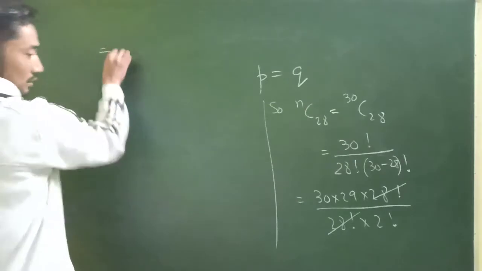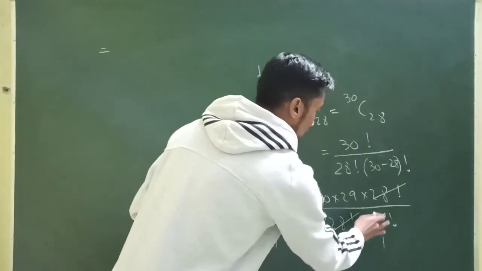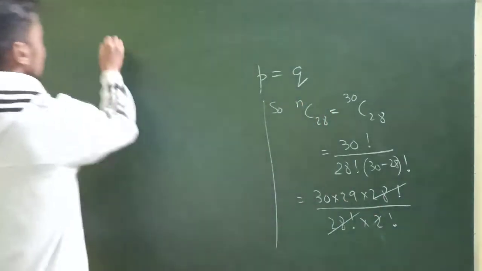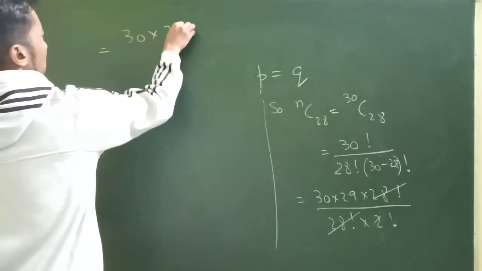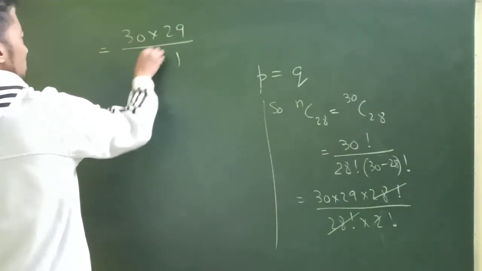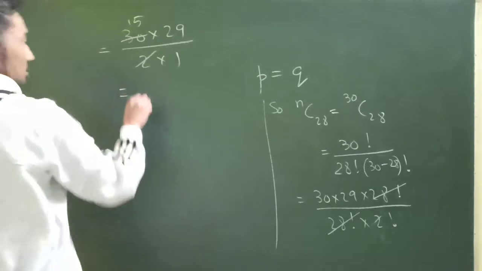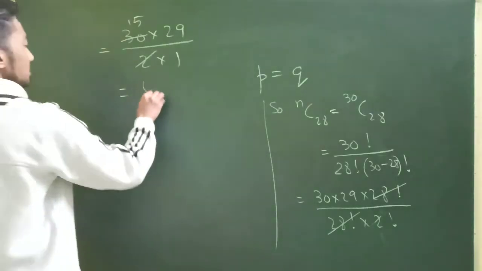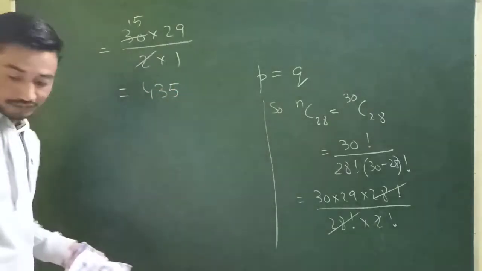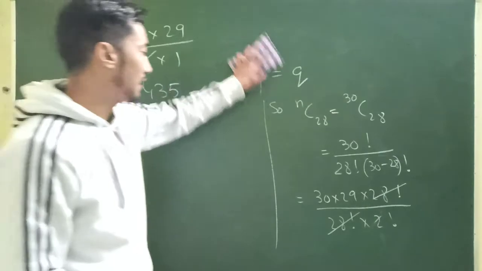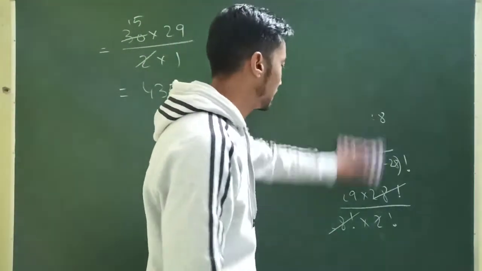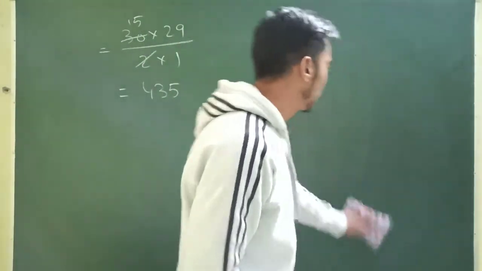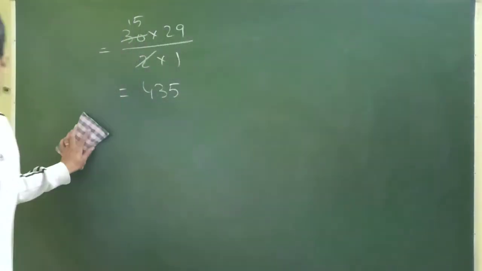So what do we have? I'll just calculate here. Oh sorry, let me just finish the factorial also. 30 into 29 by 2 into 1, 15. So 29 into 15, that's 435. So I believe you are getting a hang of this combination slowly now, just the use of the formulas and the theorems.